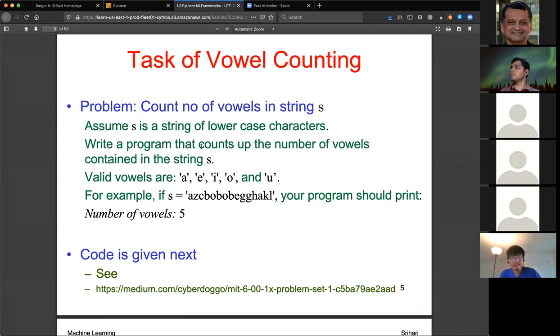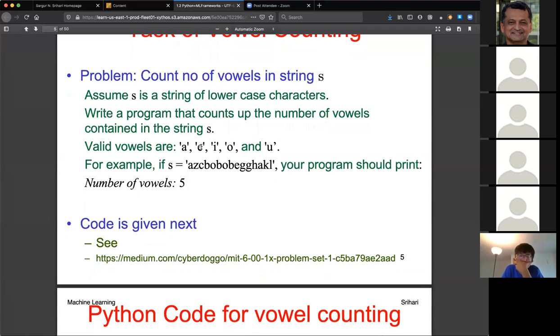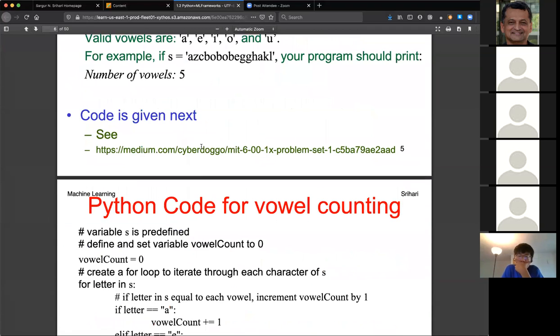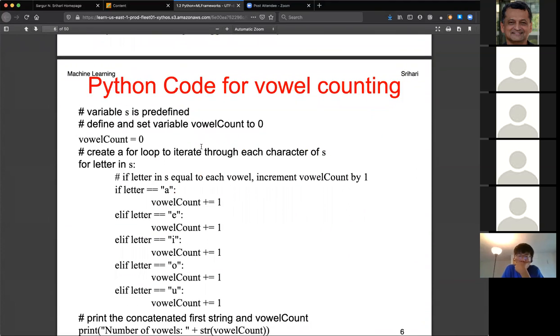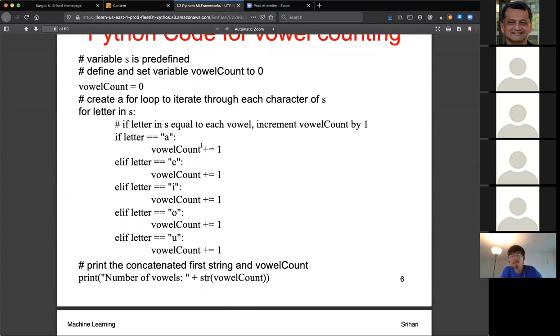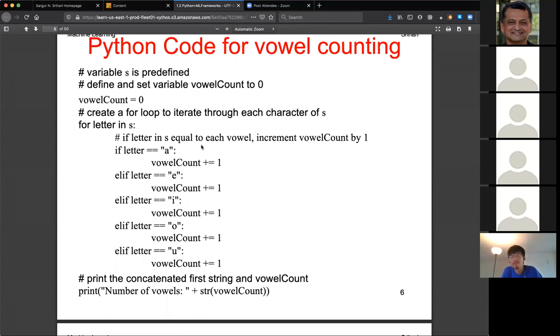It counts them as vowels. Is that 5? 1, 2, 3, 4, 5. Yeah, there are 5 vowels. And the code is given next. So this is the Python code that they provided as an introduction to Python. So you may want to go over the syntax yourself and see whether this is readable, which is what Python is supposed to be. And there are comments here with the pound sign, the hash sign, I suppose. Variable s is predefined. Set the variable vowel count to 0, vowel count equal to 0. We're setting that. And then we have a loop here.